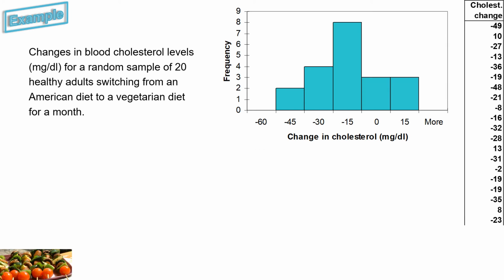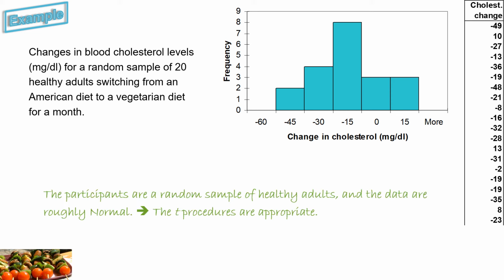For instance, we had seen that the distribution of cholesterol change values was roughly normal. We are also told that we have a random sample of healthy adults. Therefore, both conditions for the T procedures are met.